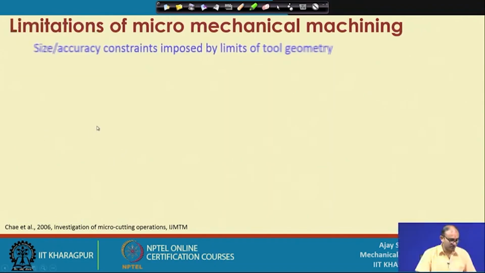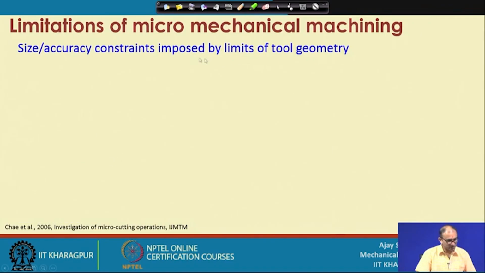Limitations are also there, because nothing is perfect. Size and accuracy constrained by the tool geometry, because what is the small feature you can create, that depends on the tool geometry. If smaller the tool, smaller the features you can create, but the tool geometry is also important, because we have to maintain the cutting edge radius smaller than the uncut chip thickness. So, that is the first thing we have to look into the detail of the cutting edge.